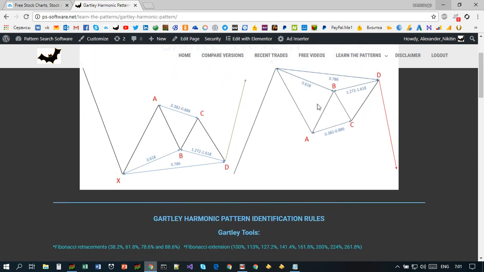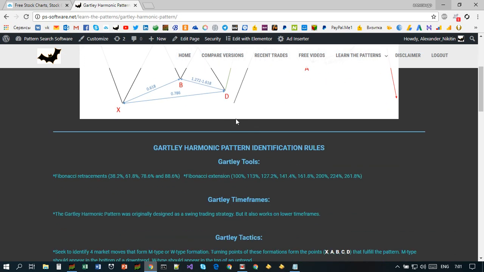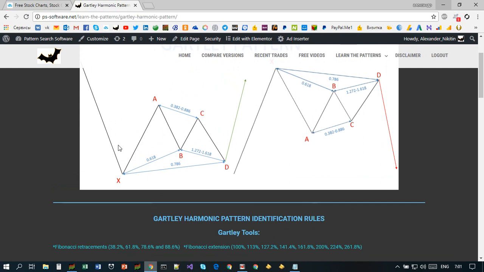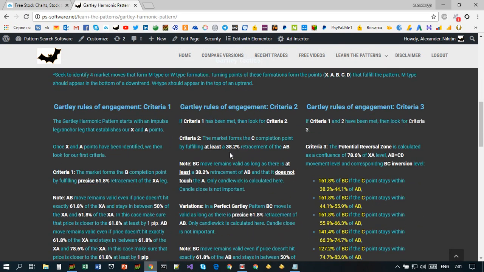Well, of course it depends on your swing identification algorithm. If your swing identification algorithm considers some minor movements as noise and it filters them, then it will be straight. If your swing identification algorithm is sensitive enough, if your rules are sensitive, then you may have some minor movements detected here, and the pattern will not be valid for you as for its structure. Okay, once you get an overall structure, then you can measure all these XA, AB, BC, and CD legs to get the pattern ratios.